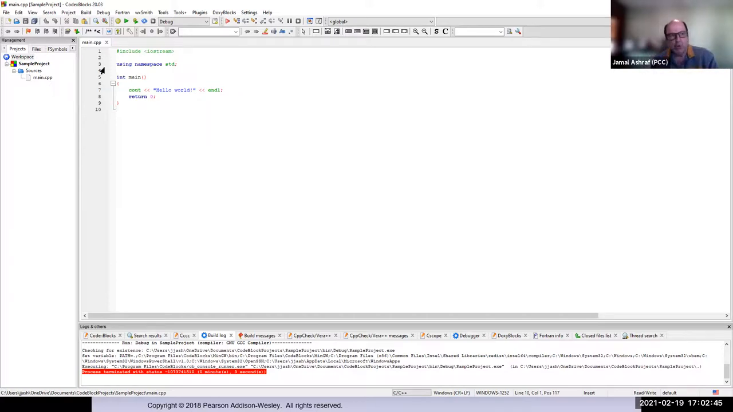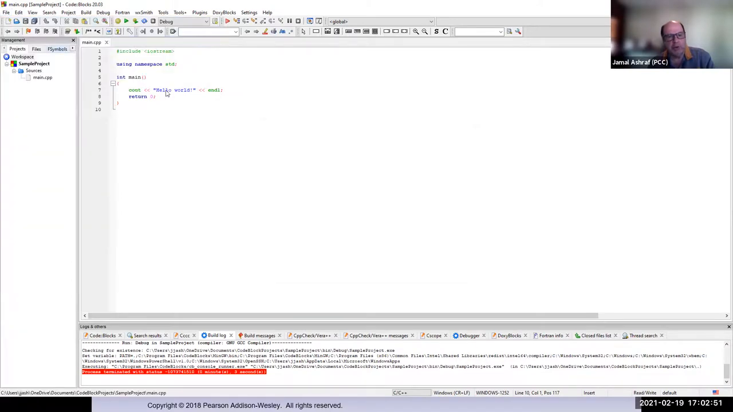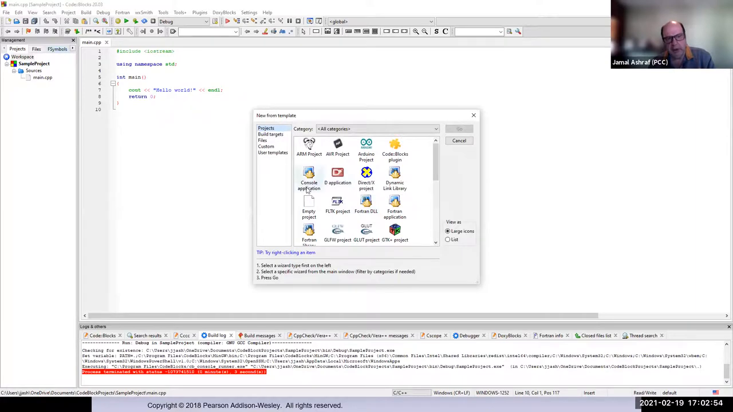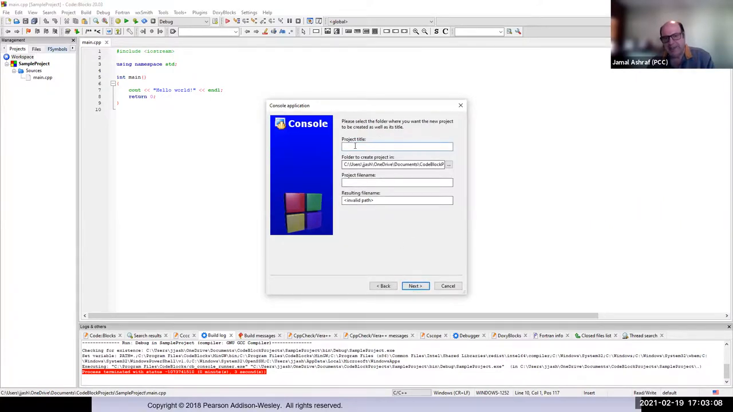So let's say I'm going to create a new project. Here, I'm going to be using the console application. That's what we're going to be doing for this class. I'm not going to use any GUI or anything like that. It's going to be C++. It's going to ask me the name of my project. I'm going to say sample project one.